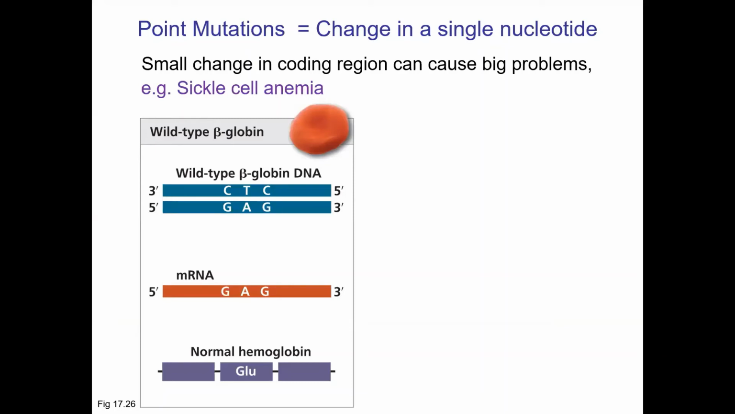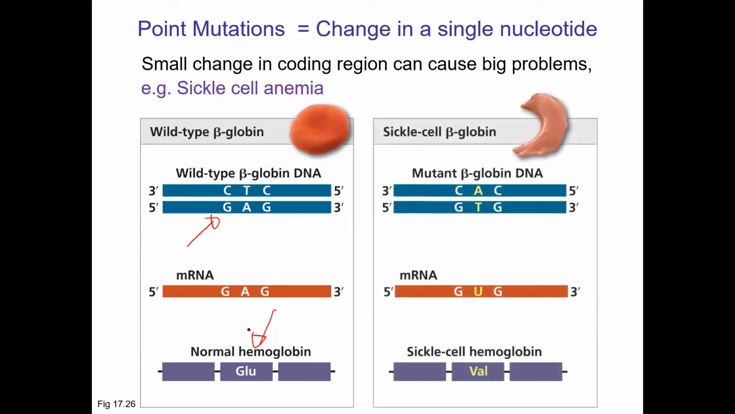If you take a look, there's the DNA right here, and the RNA is coded as GAG. You look that up on your genetic code, and you get this amino acid here, glutamic acid. So that's a charged amino acid. That's kind of an important detail. Let's look at what happens if you have sickle cell anemia. Sickle cell anemia is a recessively inherited genetic disorder.